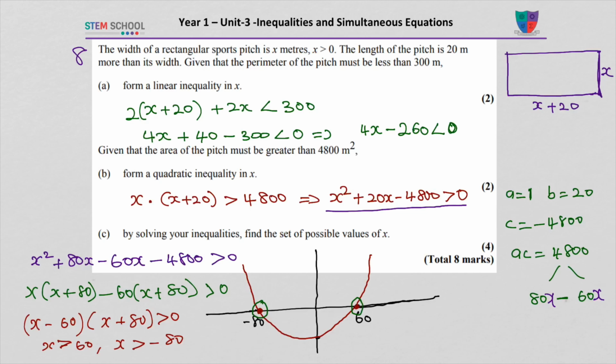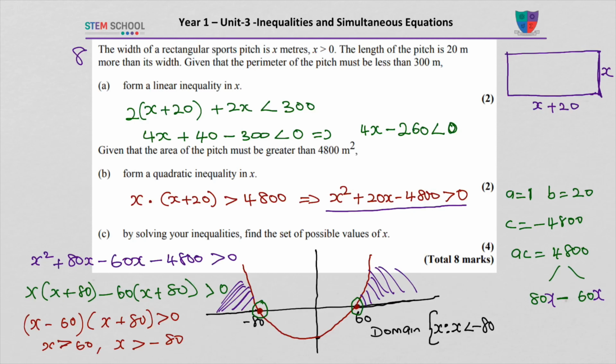So the domain, because they're asking for the set of possible values of x, that will be the domain. So the domain will be open curly bracket. It's not a square bracket. If it's equal to minus 80, then you get a square bracket. x colon x is less than minus 80, close curly bracket.